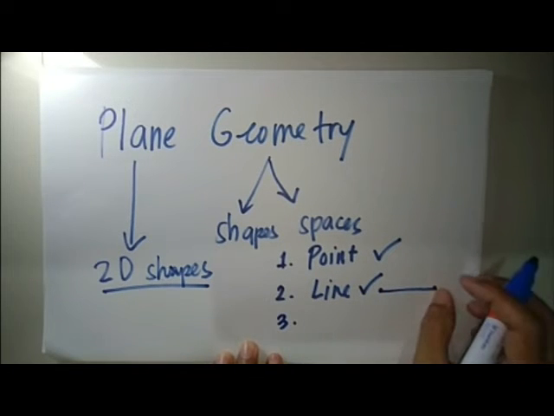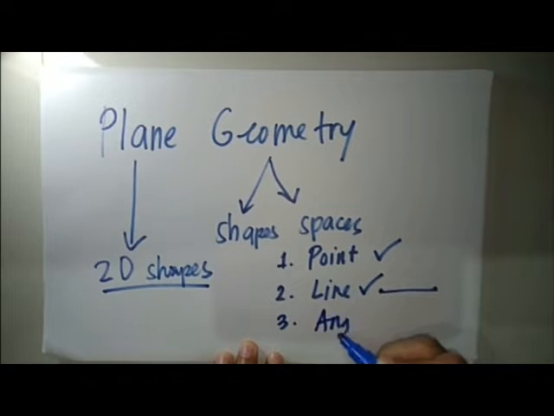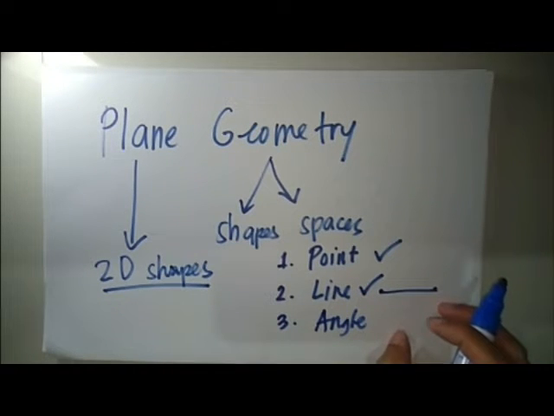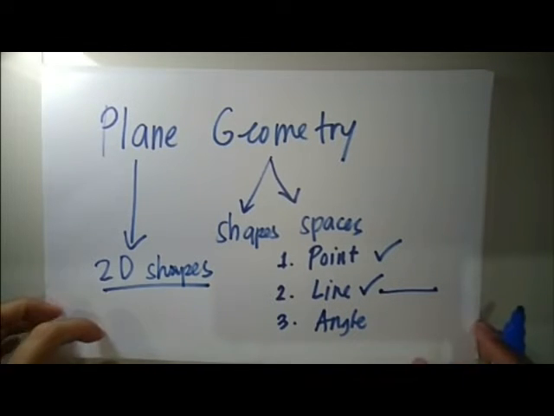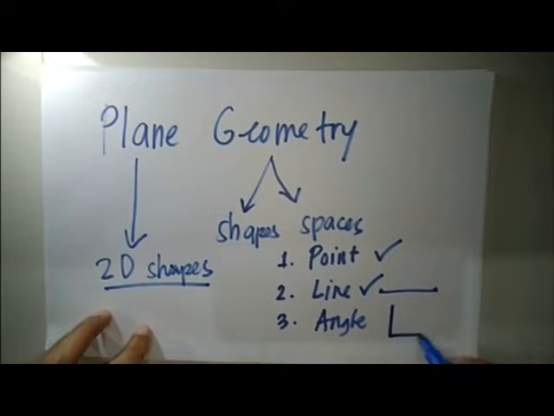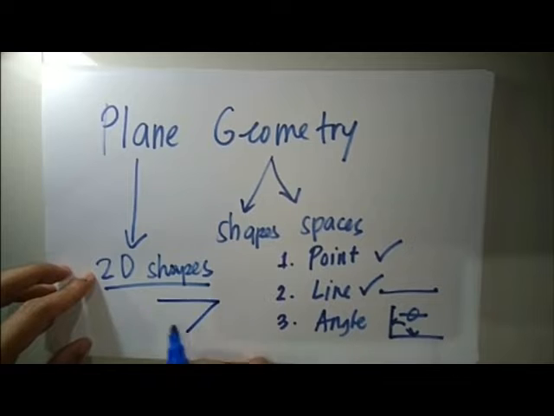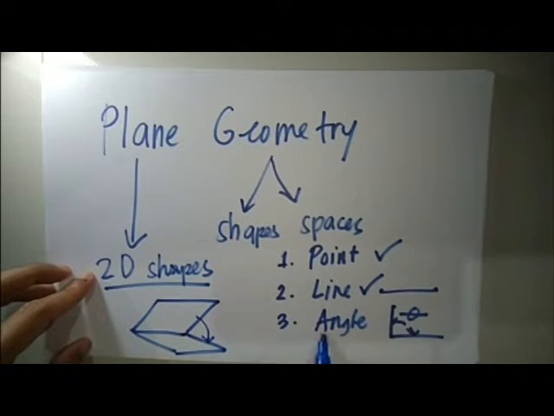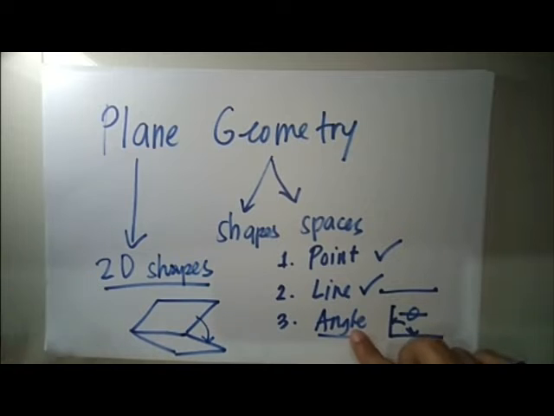The third is the angle. An angle is the opening between lines or planes. For example, you have two lines. Let's say this opening is your angle, theta. When you have two planes, this opening is also called an angle. These three are the basic geometric elements.